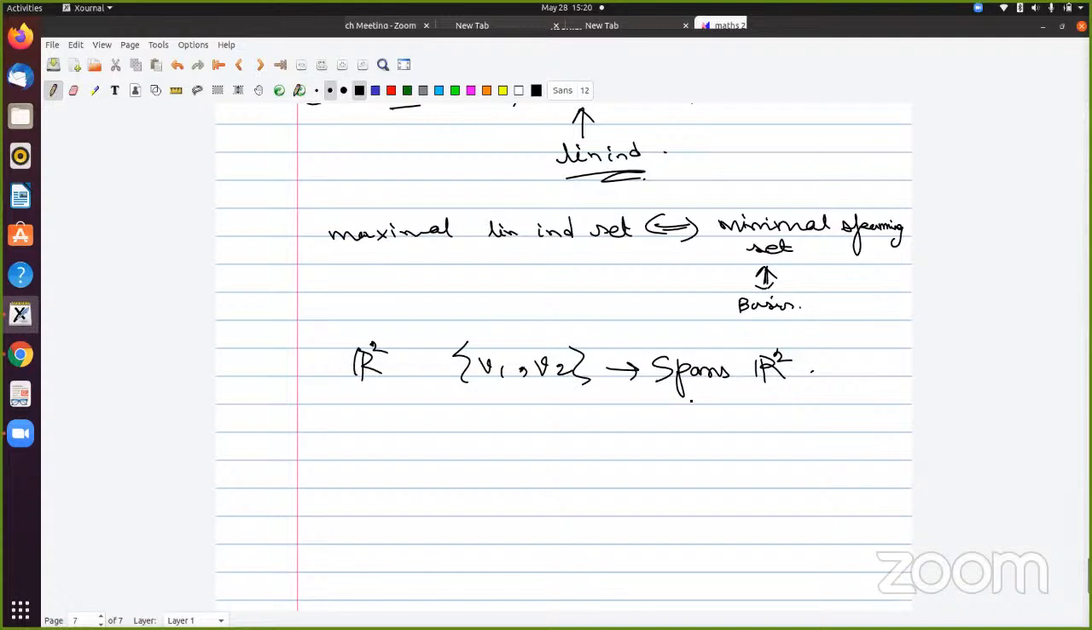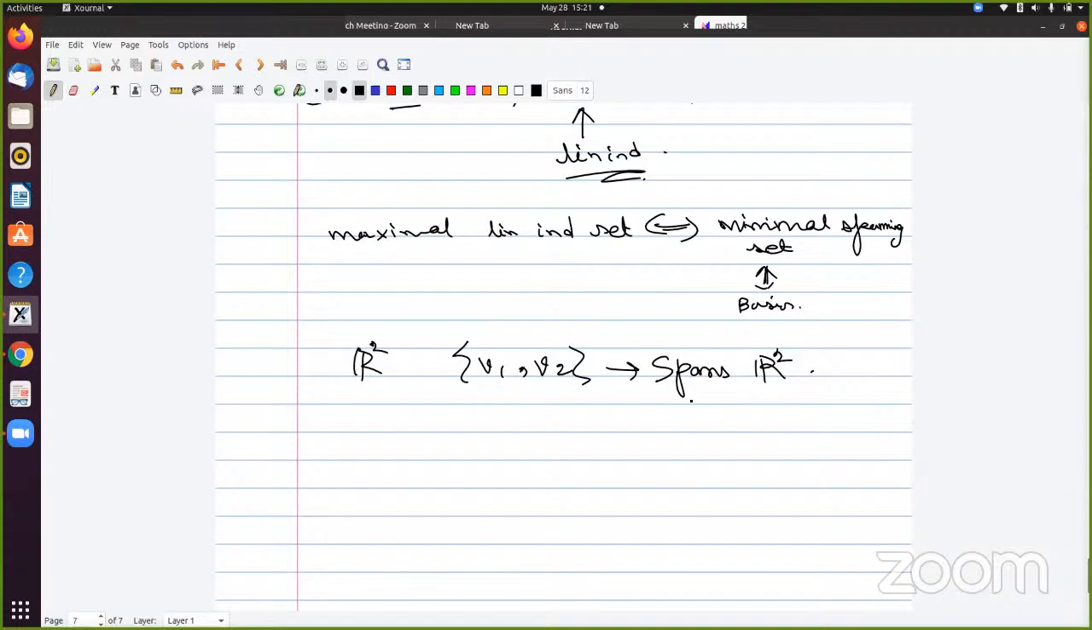Okay? Clear? May I ask a question here? Yeah. Just yesterday when we were discussing this, we were talking about span. You mentioned that span is something which defines the entire vector space. Now you mentioned that there is something called minimal. So span is not necessarily minimal. Is that the conclusion we can make?